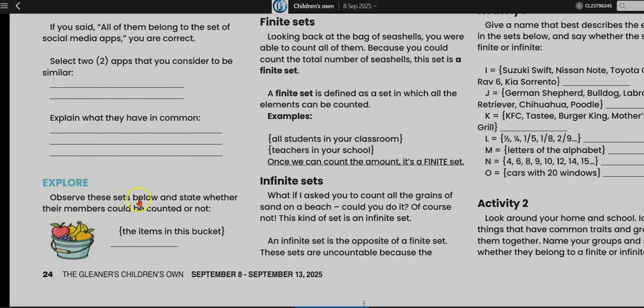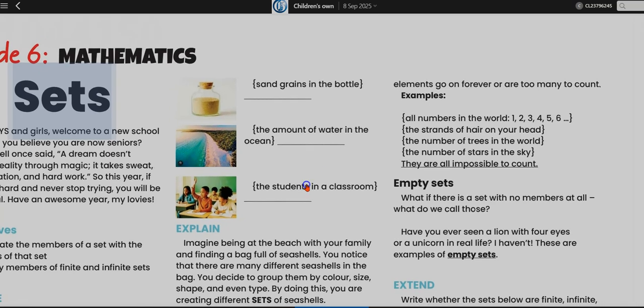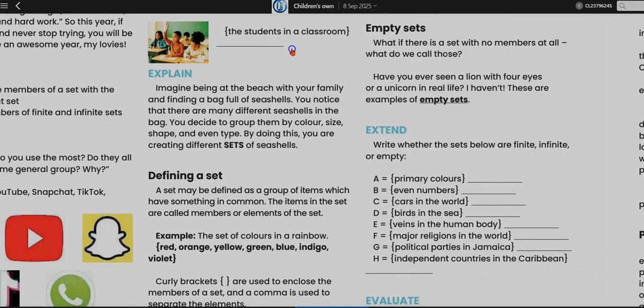Explore. Observe these sets below and state whether their members could be counted or not. Here we have the items in this bucket. I guess we could count these. Let's look at another set. Sand grains in a bottle. Guess we could. It would take time, but I guess it's possible. The amount of water in the ocean. Students in the class. Possible. That's possible.